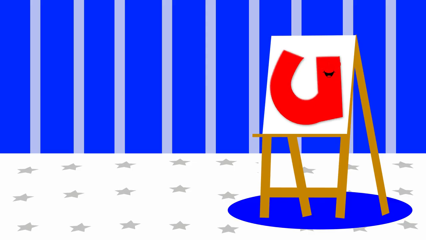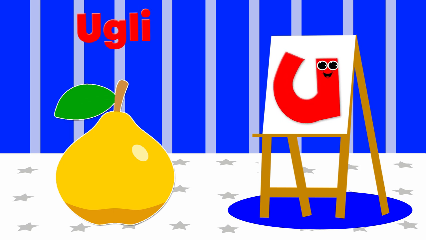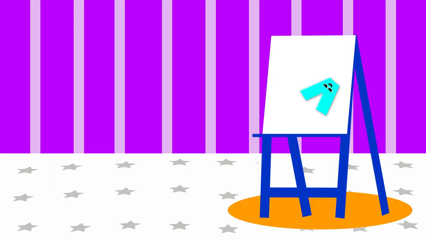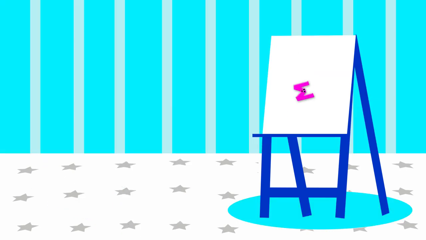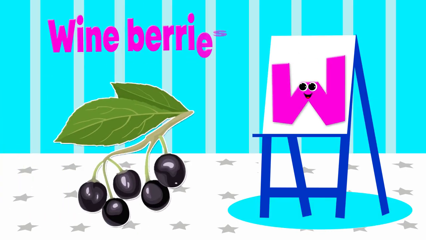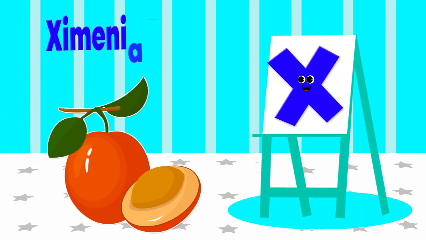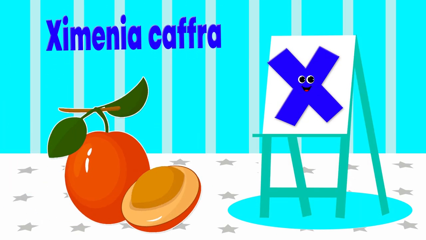U is for Ugli. V is for Velvet Apple. W is for Wineberries. X is Xanthocercis zambesiaca.